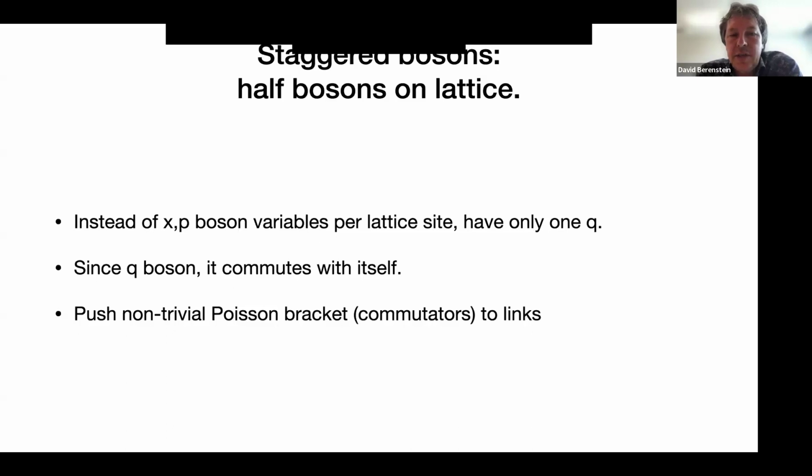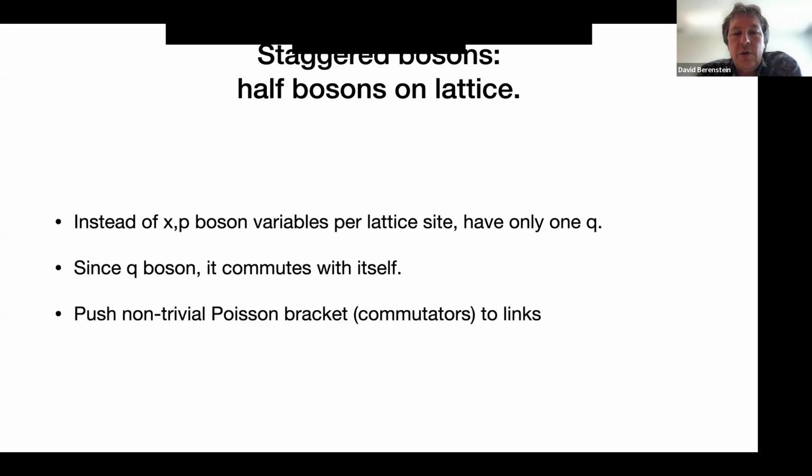Okay. So what I'm going to do right now is give you another version of half bosons on a lattice, which are called staggered bosons. And the idea is that instead of having 2 degrees of freedom as an x and a p per lattice site, have only one. Since Q is a boson or a commuting type of operator, it always commutes with itself. This is a statement about operator algebras, that any operator commutes with itself.